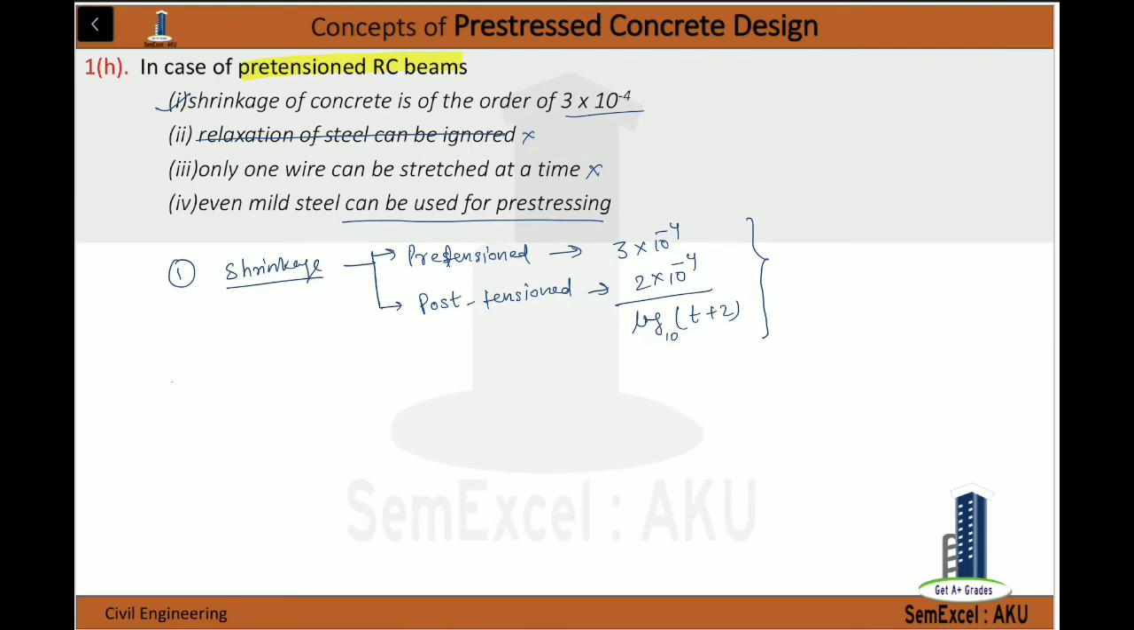Right. The second thing that you have to remember is the grade of concrete. So minimum grade M30 is required for post-tensioned beam, and M40 is required for pre-tensioned beam.